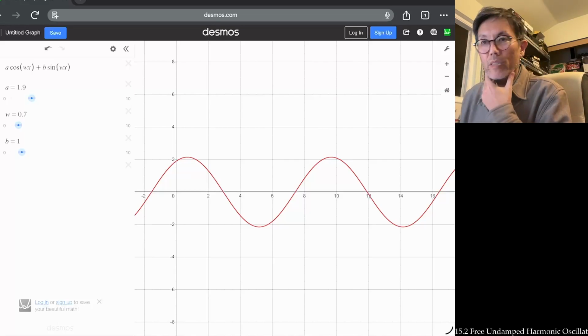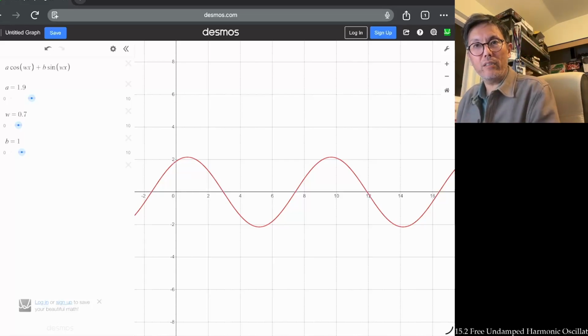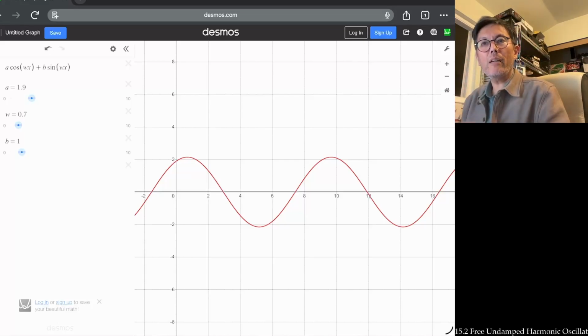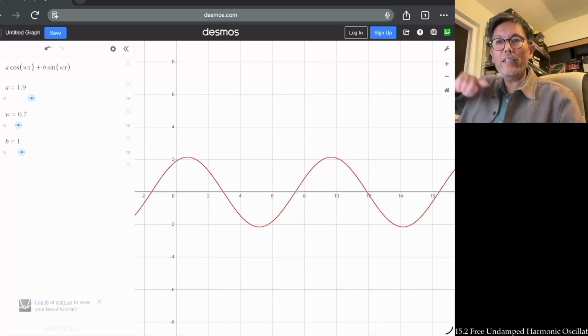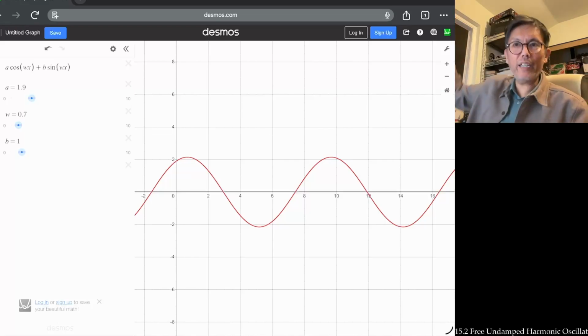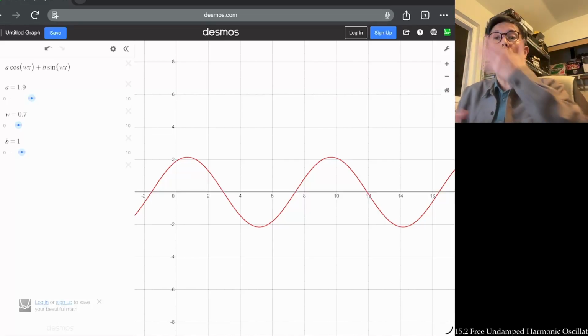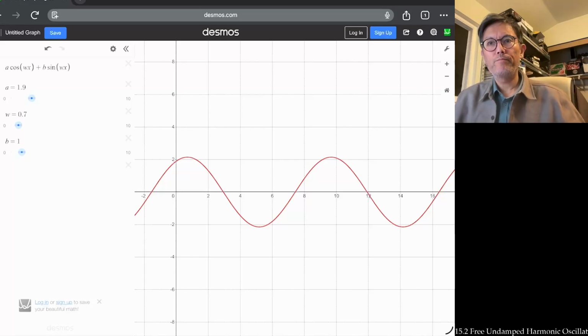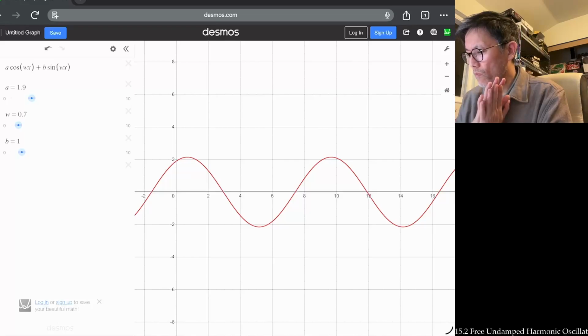So, first point, look at this red curve here. And please understand this is A cosine omega naught t plus B sine omega naught t. What does it look like to you? It looks to me like a sinusoid. That is to say, a sine curve or a cosine curve, whatever. It looks like the graph of some kind of sine. We call those sinusoids. Okay, that's interesting. What happens if I mess around with omega?